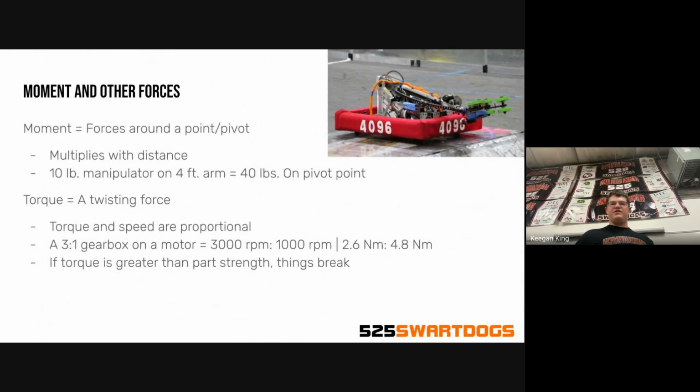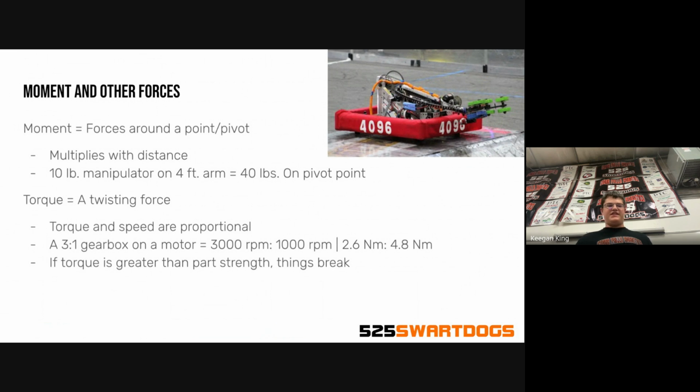Moment is essentially the special word for the force around a pivot joint or point, and it multiplies with distance. So if you put something heavy on the end of a long arm, it leads to some issues. A 10-pound manipulator on a 4-foot arm, as noted on the document, equals 40 pounds on the pivot point, which would have to be counteracted by whatever chain or sprocket system you attach to it. Or in the case of 2023's robot for our team, two 1,000-to-1 gear ratios. It was a decision-making time.